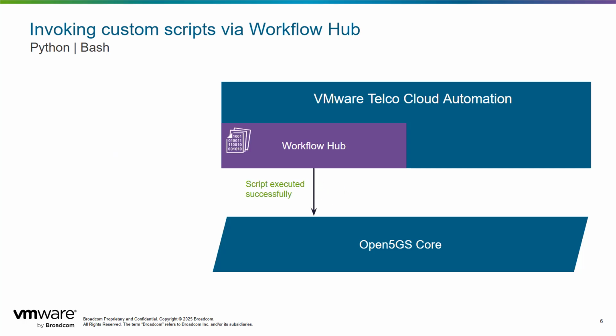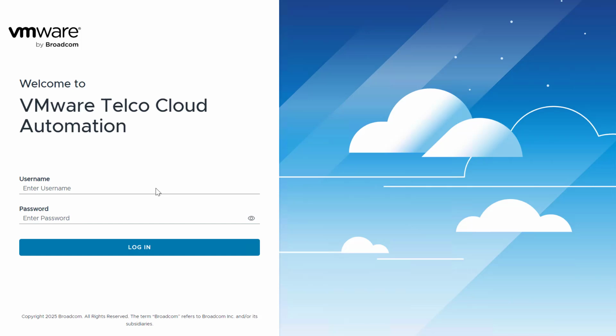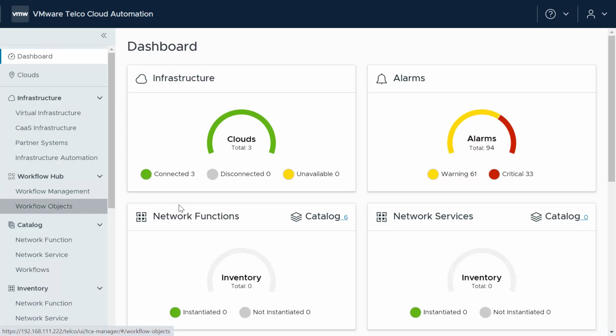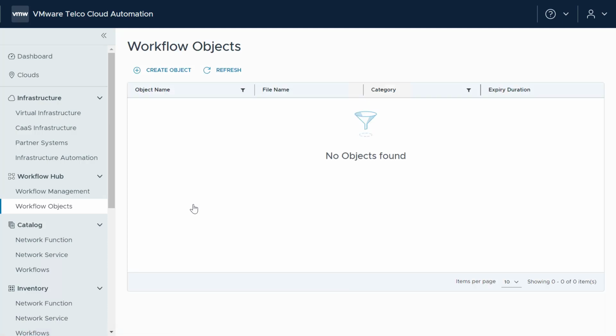In this demonstration, we will consider a use case to add subscribers to the Open5GS MongoDB database by invoking a Python script. To do that, let us log into the VMware Telco Cloud Automation GUI, navigate to Workflow Objects under the Workflow Hub section, and click Create Object.